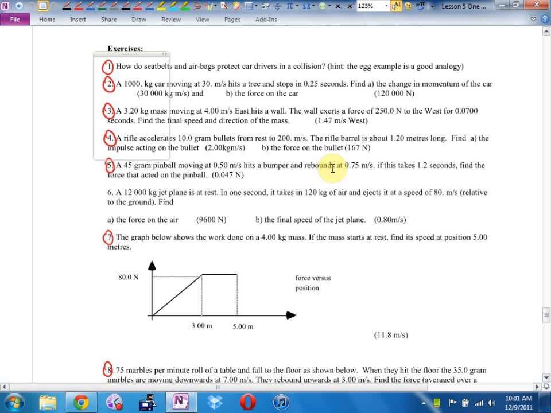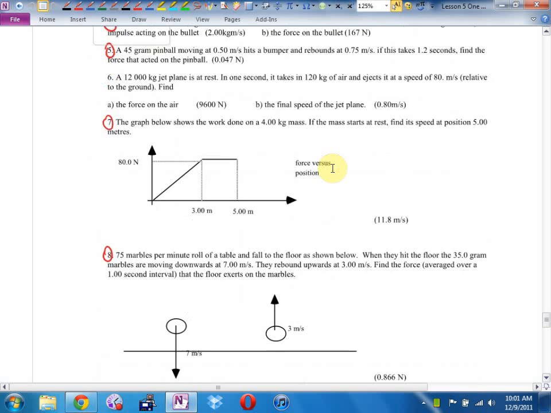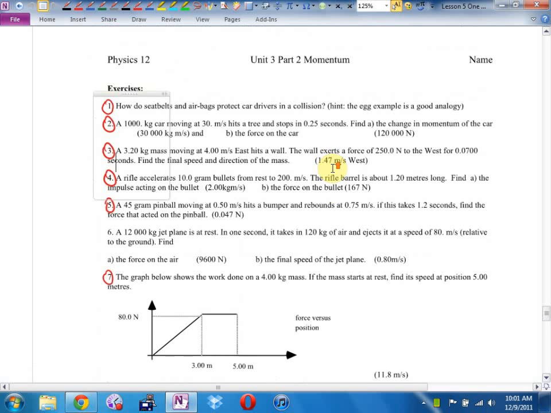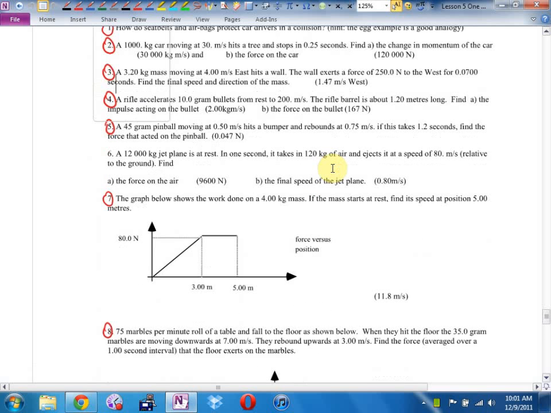So, questions from the homework. I recognize that some of you are going, oh, I didn't do the homework. I'll take questions still on Tuesday as well. Any of these you want me to go over? Question three? Okay. Quiet, please. Question three.